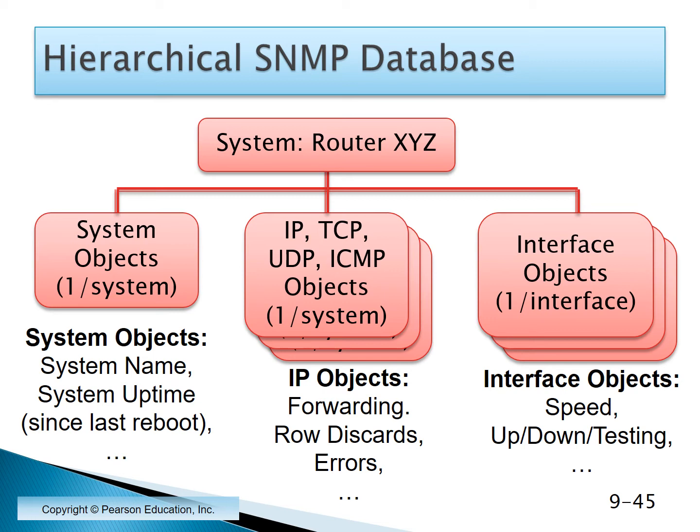And then there are also interface objects. So there is one per interface. That means the port, right? The router has many ports, right? So for a router we call them the interface. And for each interface, we have the speed, we have up, down, testing, and so on. So the different statuses of the interface. Then all these are actually called the objects under the system. So that's kind of how you name this information in SNMP, and they also follow this hierarchy.